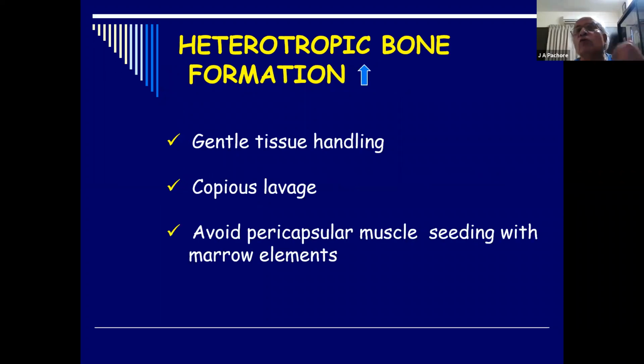How to avoid heterotopic ossification? Gentle handling. Don't tease the muscles, please. One good shot of either a knife or cautery. Don't split the muscle too much. Don't tease the muscle. Lavage is very important. If you do a 3-liter lavage, then chances of ectopic ossification are less. And if you are worried, give indomethacin to these patients. Avoid pericapsular muscle settling with bone debris, which is the reason lavage will be helpful.